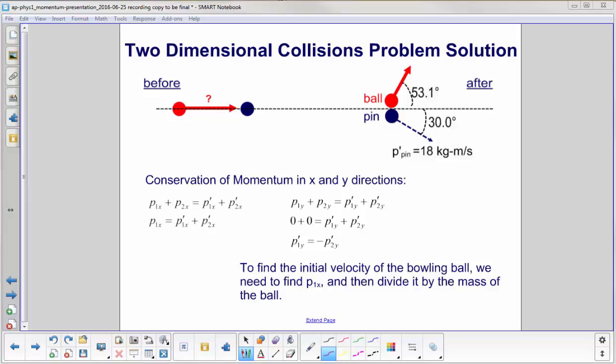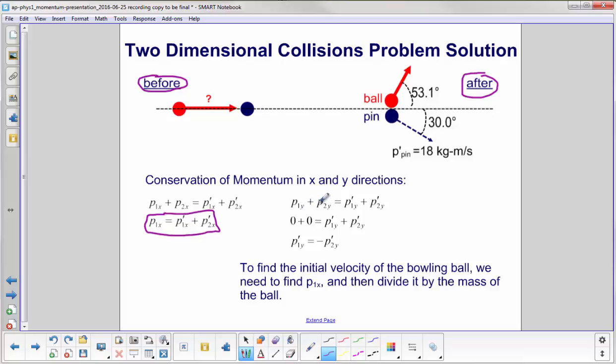We're actually going to work this problem backwards in that we're given the after conditions and we need to find the before. So a good place to start is conservation of momentum in the x and y directions, as this is a two-dimensional problem. In the x direction, we have our initial momenta of P1 and P2 will equal the final momenta. P2x, the initial momentum of the pin is 0, so that cancels out right away. So we're left with here's our conservation of momentum in the x direction.